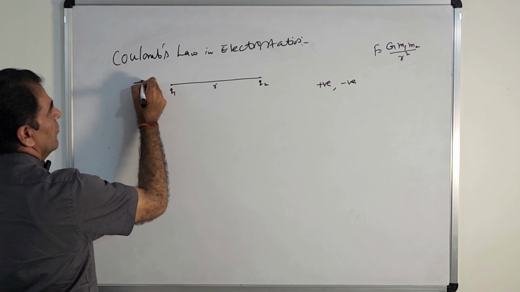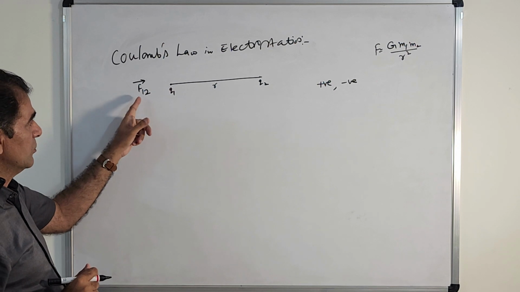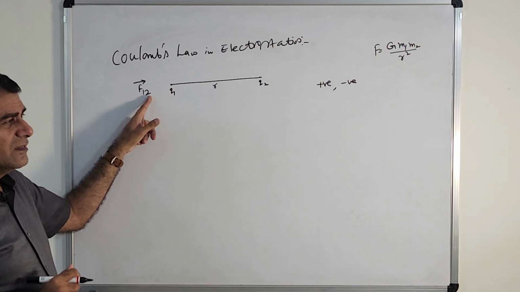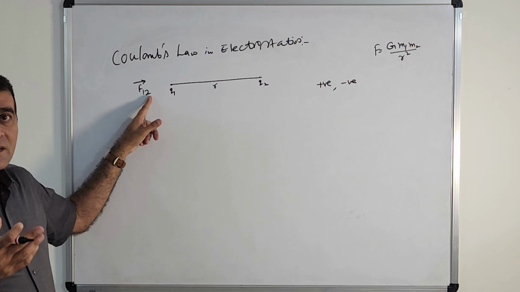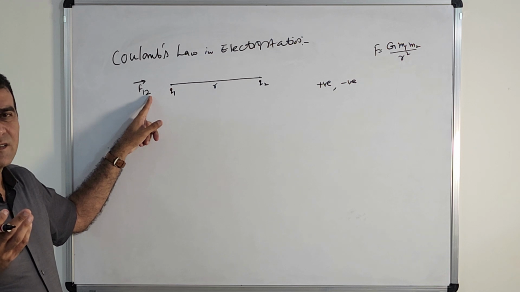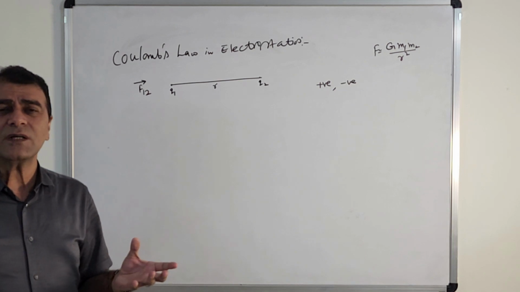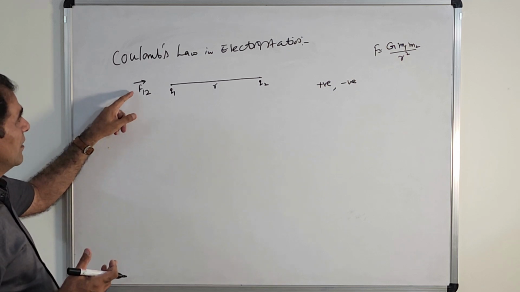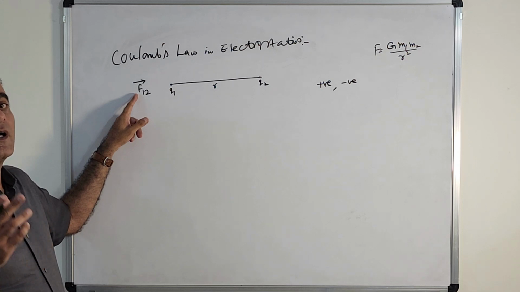F12. What is F12? F12 is the force on charge number 1 by charge number 2. This is a simple notation, a method of writing, so that we can understand things easily. Nothing complex. Don't get scared by this F12. This is a simple notation by which we denote something, like we are denoting that F is the force. I told you there is a force of repulsion.